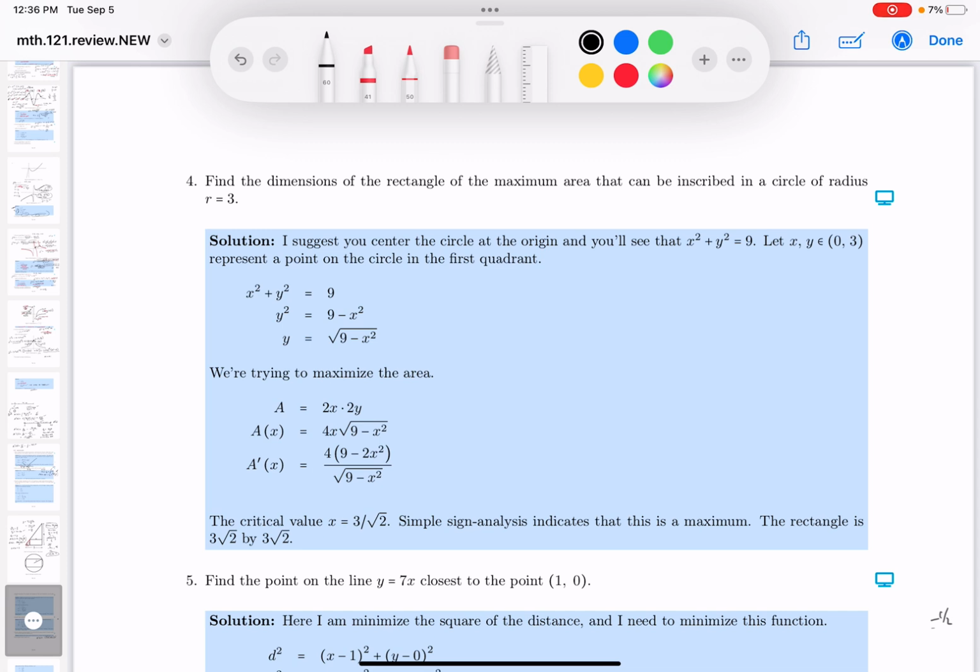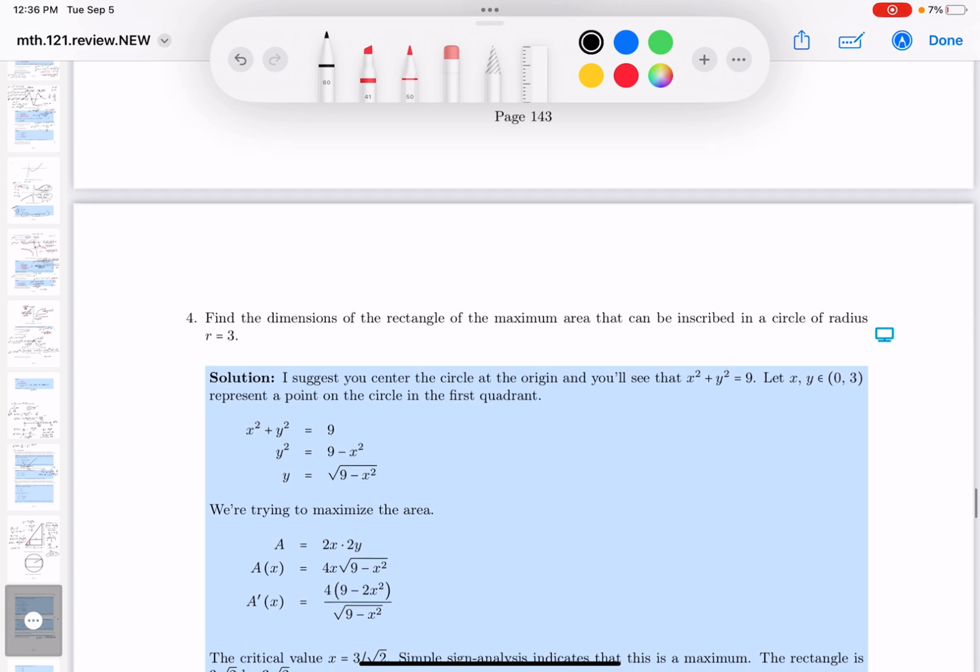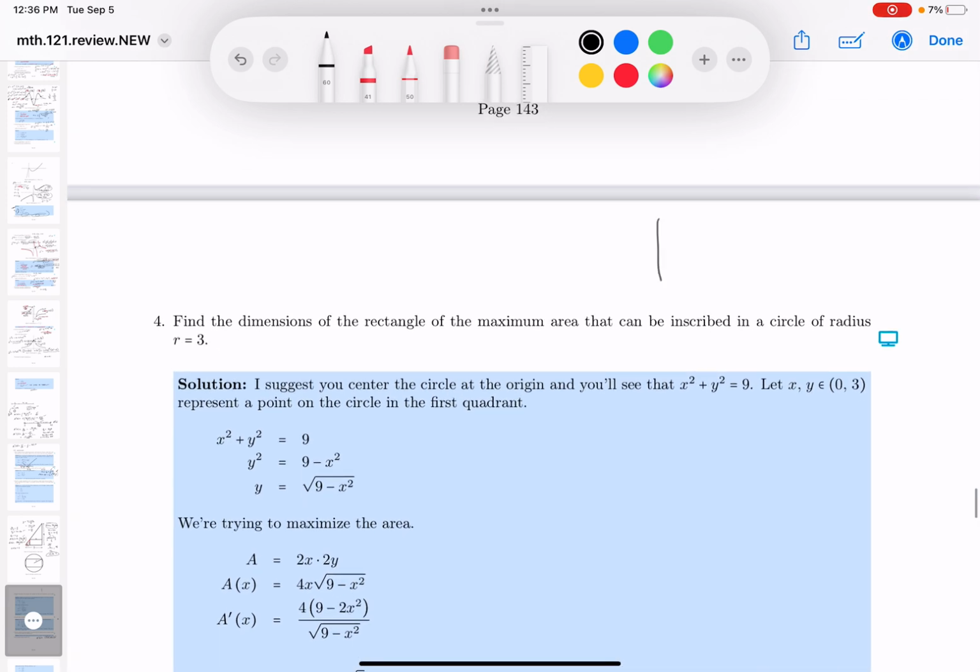Anyway, let me take a look at this problem and find the dimensions of a rectangle, maximum area, that's described in a circle of radius 3. So I'm going to center my circle at the origin, and I'll write the equation down for you. That's going to be x squared plus y squared is equal to r squared, which is 9.